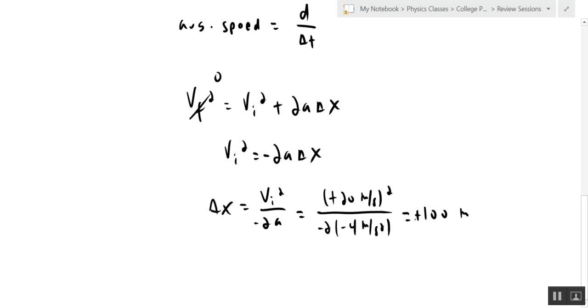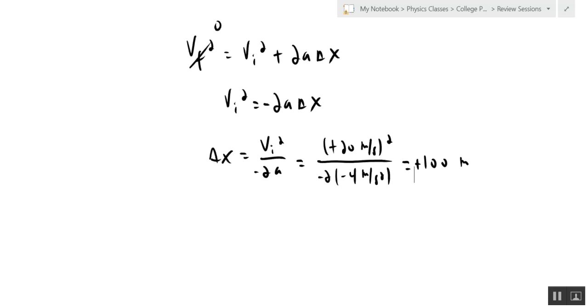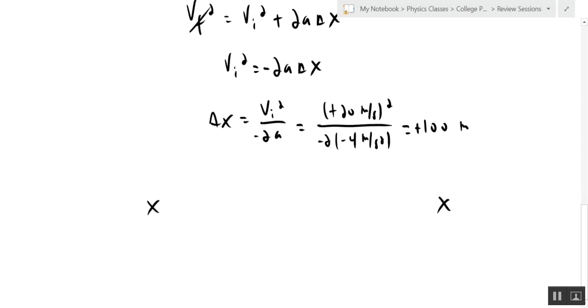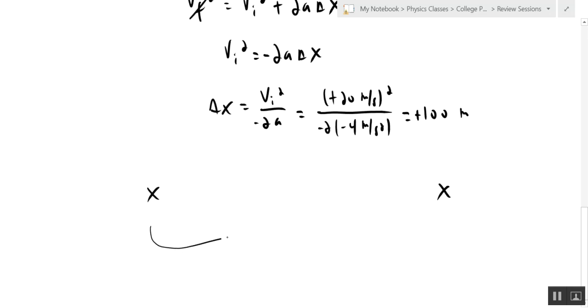Positive. So let's think of what's going on. I'm just going to hand sketch it here. I can draw my x's, but it's just easier to hand sketch it. So it starts here, and then it goes 100 meters here before it stops, right? So this is 100 meters. That's what it means, right? Until it stops, it goes 100 meters.